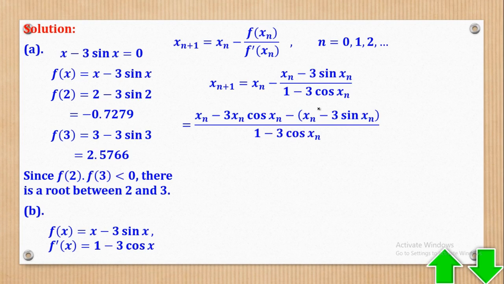Next is to simplify and get the required expression which is given in the question. In this case, the first thing to do is to get the LCM. So the LCM is this, and this is as if it's over 1. Therefore this LCM divided by 1 is the same as this, then multiply by this, and we'll get xn minus 3xn cos xn. Then after that we shall say this minus is this, then the whole of this will be put here: xn minus 3 sine xn, but remember it has to be in brackets.